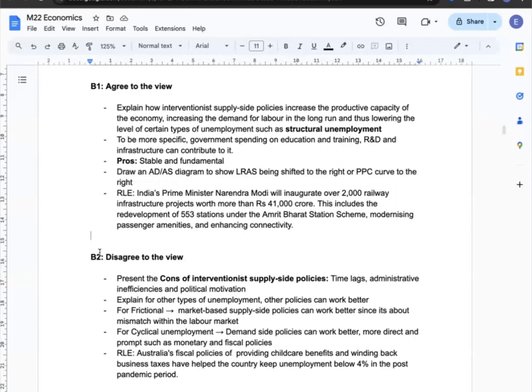Last, I can talk about a real world example, such as Australia's fiscal policies of providing childcare benefits and winding back business taxes have helped the country keep unemployment rate below 4% in the post-pandemic period.